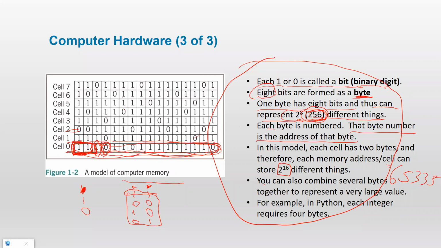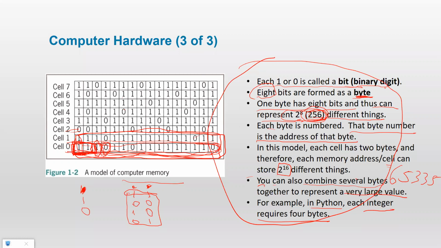You can also combine several bytes. Not just 2 bytes, you can combine 4 bytes and call that a cell. That will be able to store 2 to the 32nd different things, right? So together they represent a very large value. For example, in Python, each integer requires 4 bytes.